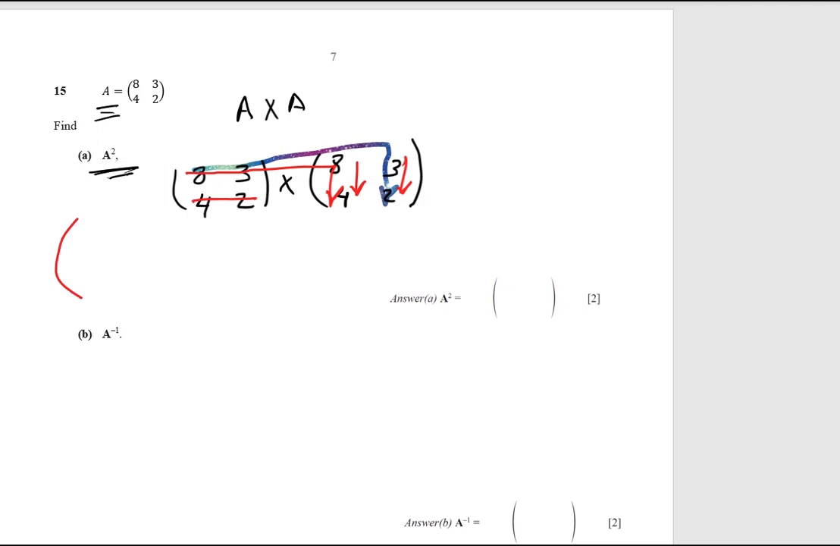Let us write the matrix. For the first number, 8 multiplied by 8, plus 3 multiplied by 4. The second number, 8 multiplied by 3, plus 3 multiplied by 2. Now, row multiplied by the column: 4 multiplied by 8 plus 2 multiplied by 4. And again, row multiplied by the column: 4 multiplied by 3 plus 2 multiplied by 2.